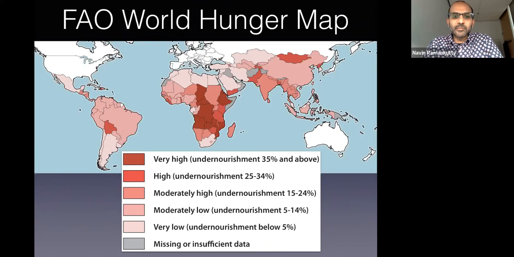This is a map showing the world's hunger. And look at sub-Saharan Africa. Many parts of Africa have very high undernourishment of 35% and above. Essentially, people in those countries are not getting enough to eat, even though we have surplus food in many other parts of the world. So there's huge inequality in our food system as well. And we still haven't solved the problem in spite of growing all this food.